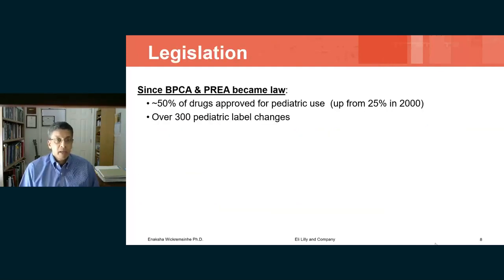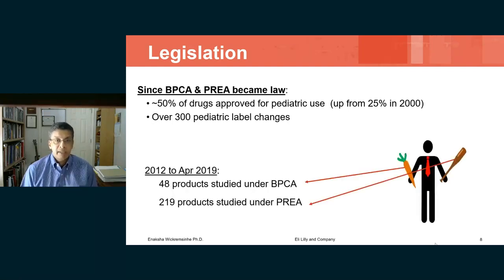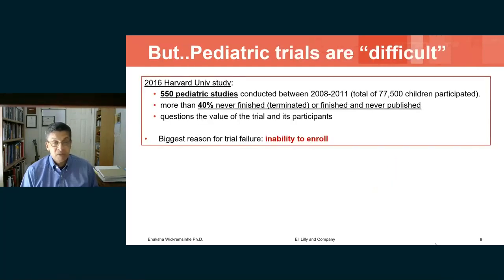So since legislation was passed, about 50% of the drugs have been approved for pediatric use. This is up from 25% from the data I just showed you. And overall, there have been about 300 pediatric label changes. So if you go back, remember the BPCA was kind of a requirement, and the PREA was mandated. You can see that the carrot gave about 48 products approved, but when the stick approach came into play, a large number of products have actually been studied and approved for pediatric use.